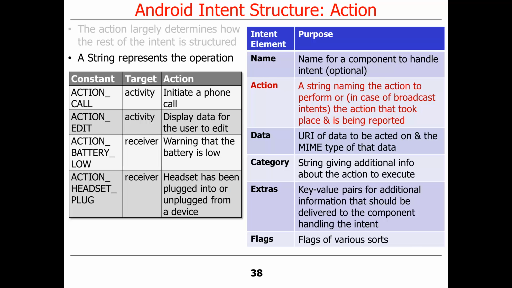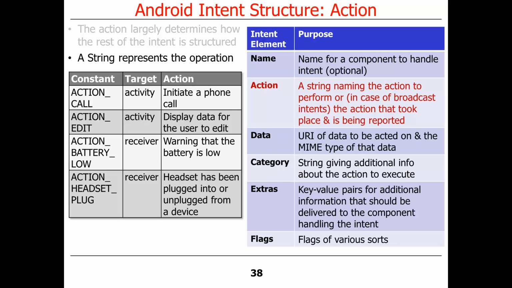So here are some examples. If you take a look at the intent class in Android, you'll see that there are these constants defined in there. That's why I said the API is vast. It's huge. And there's a constant called action call, action edit, action battery low, action headset plug. And those are the constants. And these are the types of components that they target.